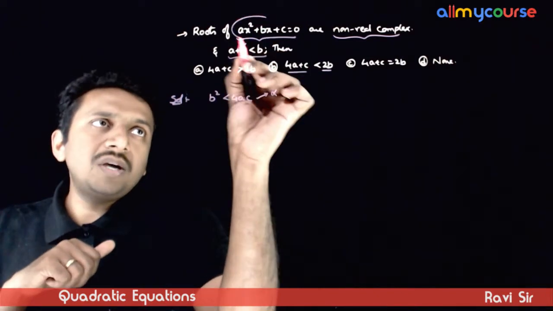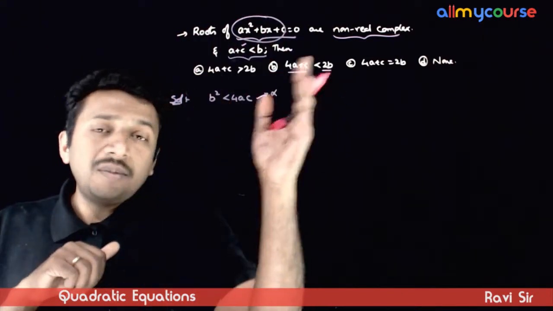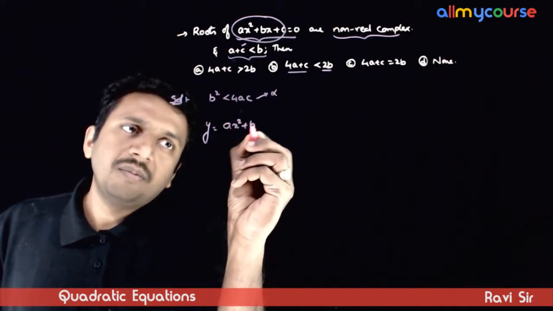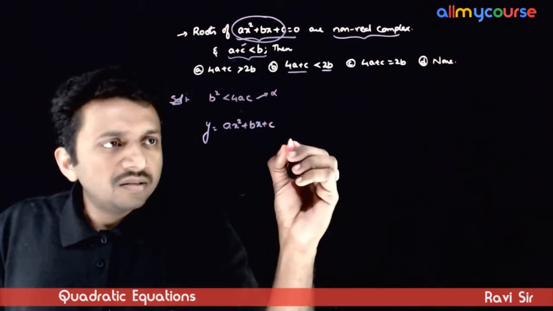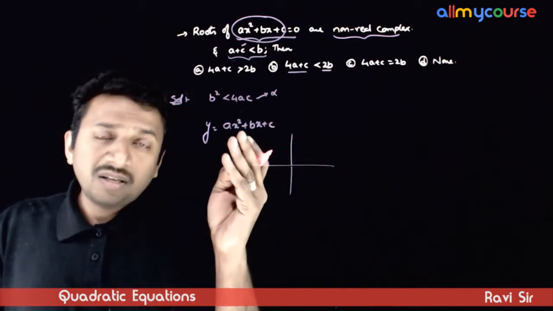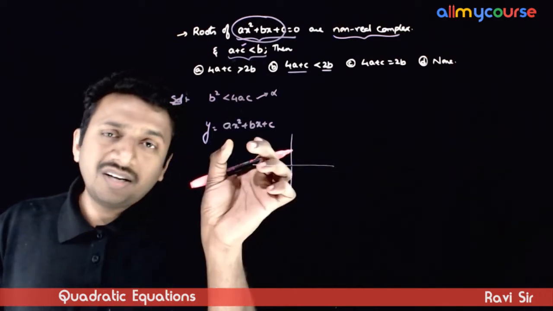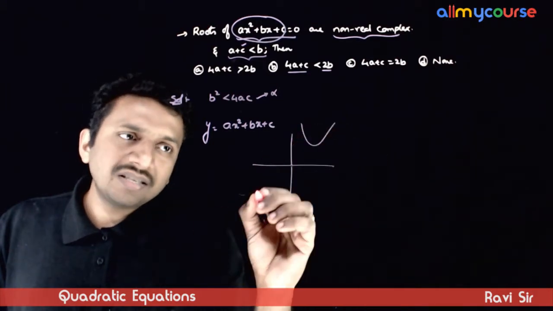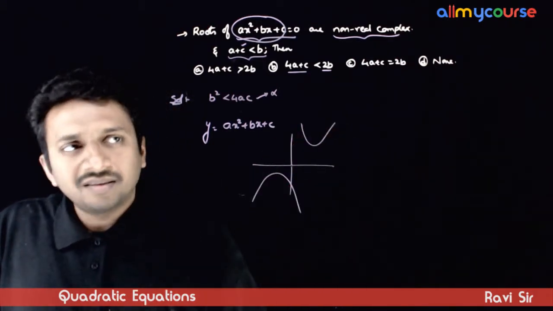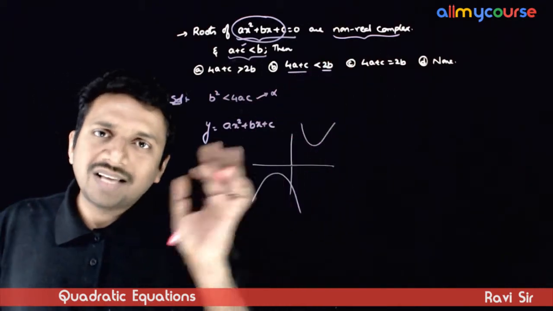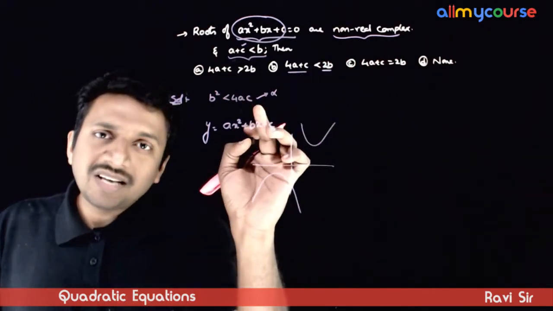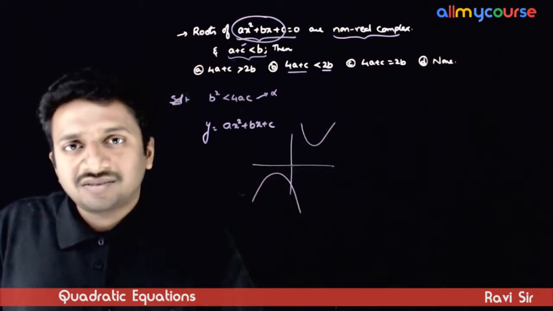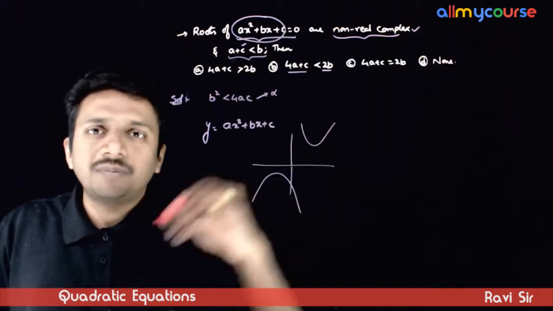Now, if this equation has imaginary roots, if you draw the graph of y = ax² + bx + c, and the discriminant of this is negative, this graph lies either completely above the x-axis or completely below the x-axis. So this graph does not cut the x-axis. So if the discriminant is less than 0, the graph might lie completely above or completely below the x-axis. This is the conclusion from the first statement.